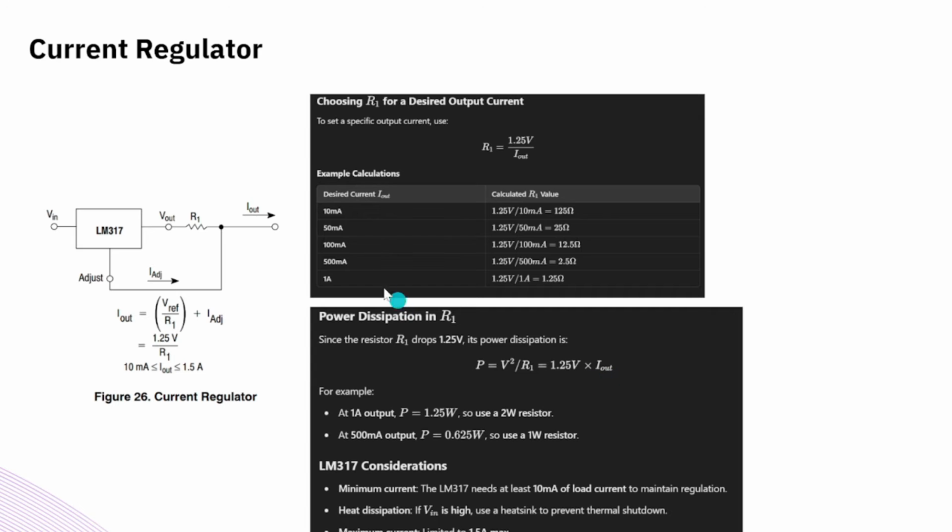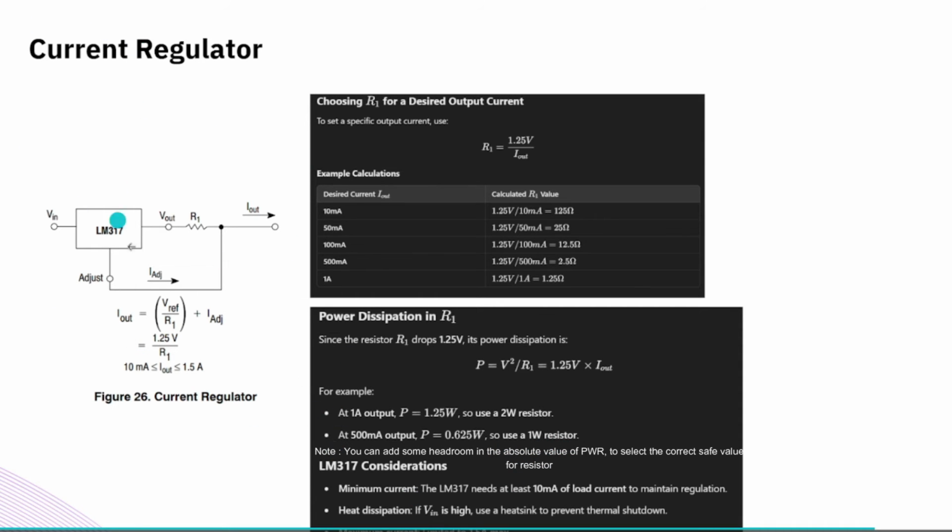Now I out is based on the current, so for 1 amp, let's say for simplicity, it becomes 1.25 volt multiplied by 1. So P equals 1.25 watts. Anything above 1.25, it's better to go with a 2-watt resistor. If you want 500 milliamps output, the power becomes 0.625 watts. Here you can use a 1 watt resistor. So this is all about how you can use a resistor to control the output current.